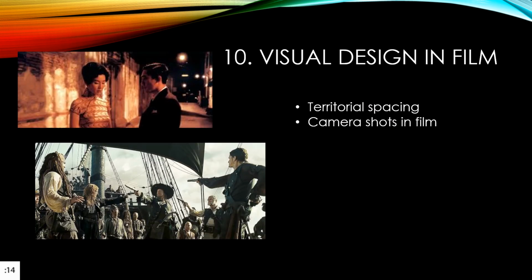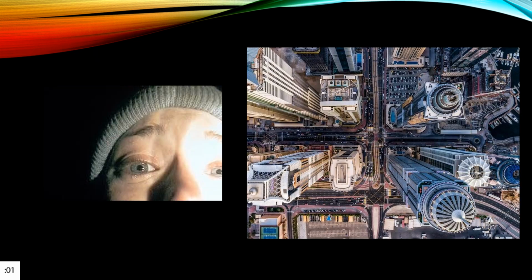One of the final things that we learned was visual design in film, starting with territorial spacing. As shown in the images above, one is more intimate, closer together, showing a relationship between the two. The other is farther away, showing a relationship, but more strained. After territorial spacing, we learned about camera shots, which can confer different meanings, such as an extreme close-up showing more emotion and fear, or a bird's eye view showing more informative spacing and knowledge.